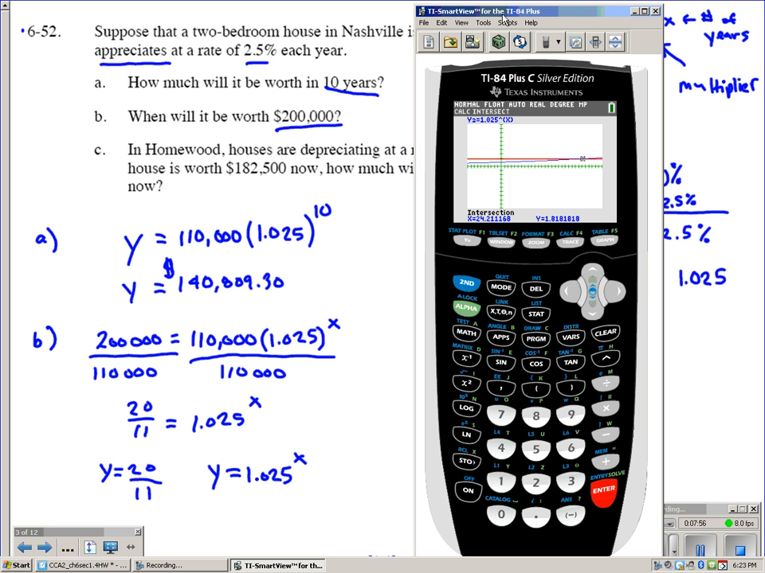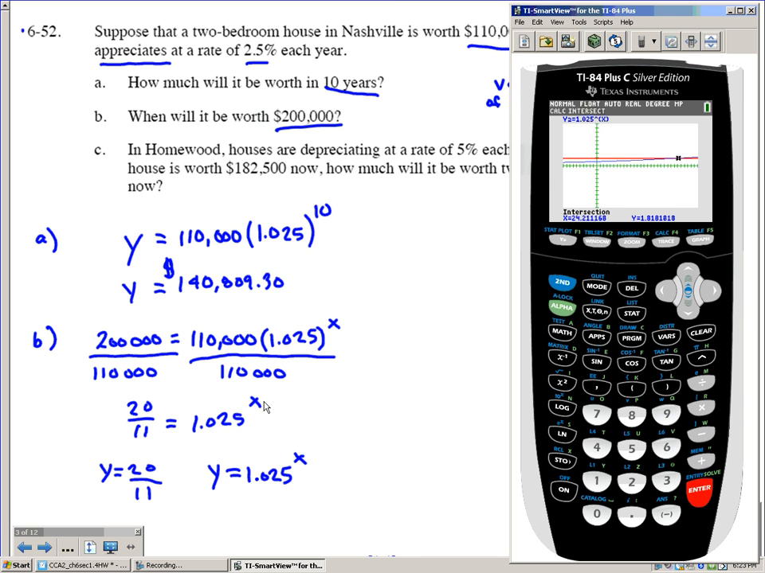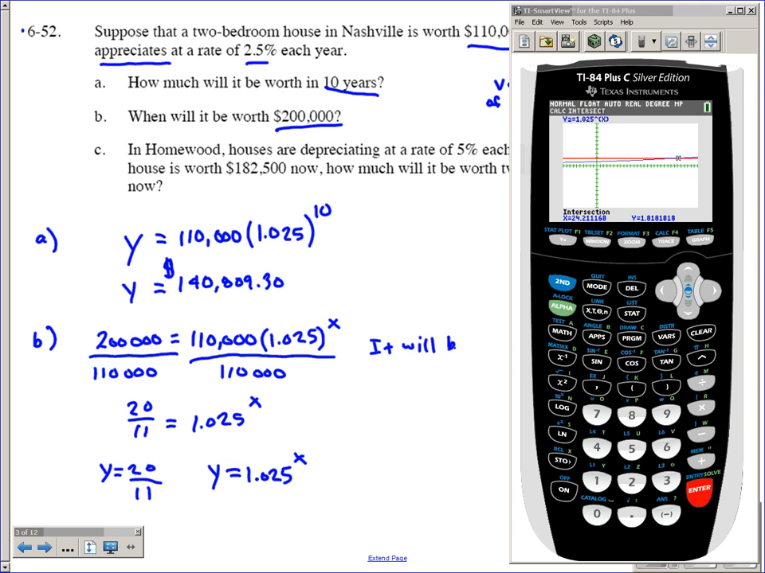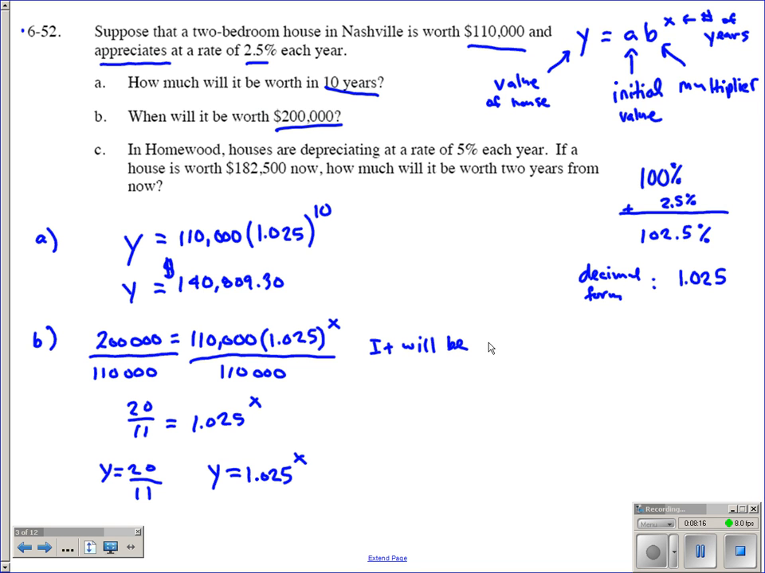So we can take that and write our answer down. Let's say here that when will it be worth $200,000? It will be worth $200,000 at approximately 24.2, I think was what it was, years. We'll go with that.